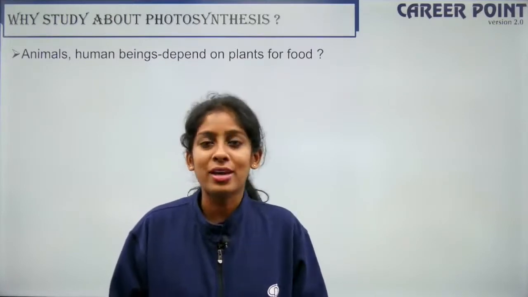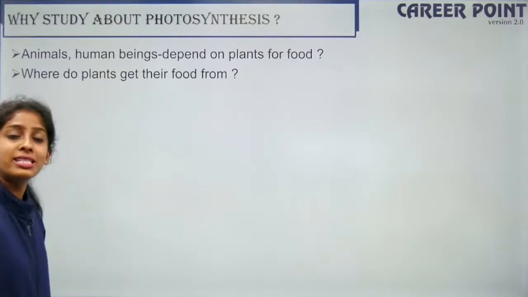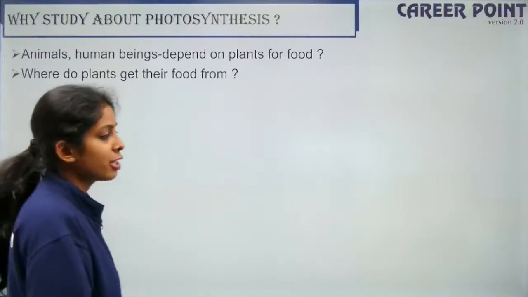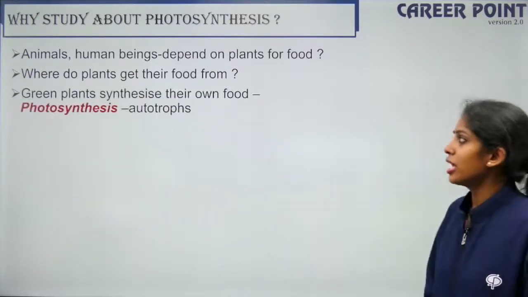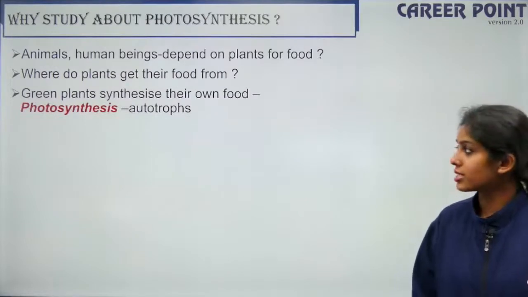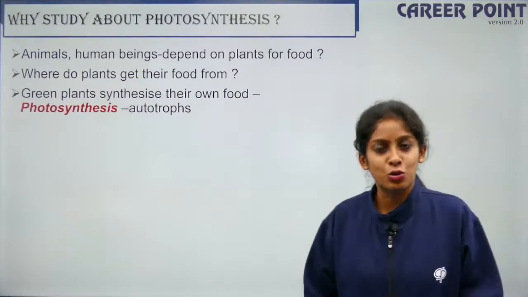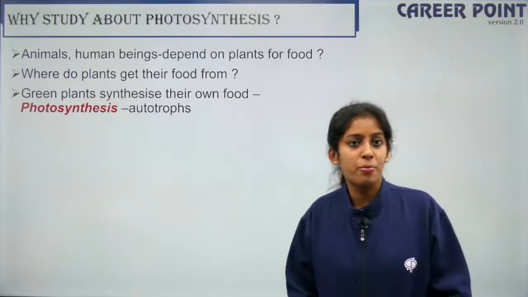So the plant is the major producer, I would say. But where do the plants get their food from? Plants get their food from their own process, that is photosynthesis. Green plants synthesize their own food through the process of photosynthesis. Thus plants are autotrophs, the ones which can prepare their own food.